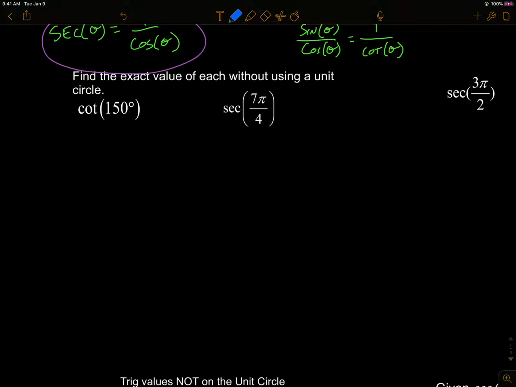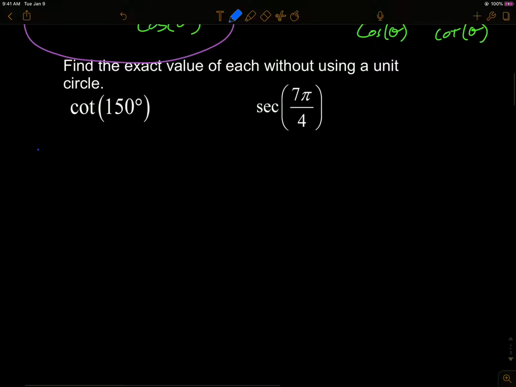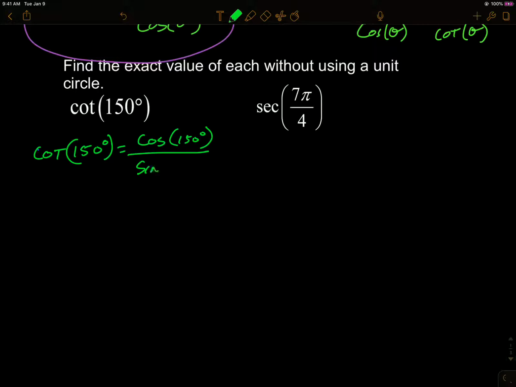All right, so we're going to keep going here. Find the exact value without using a unit circle. So the cotangent of 150. Again, there's a bunch of ways to do this. I think the best way to do the cotangent one is, I know that cotangent of 150 is equal to cosine of 150 divided by sine of 150.